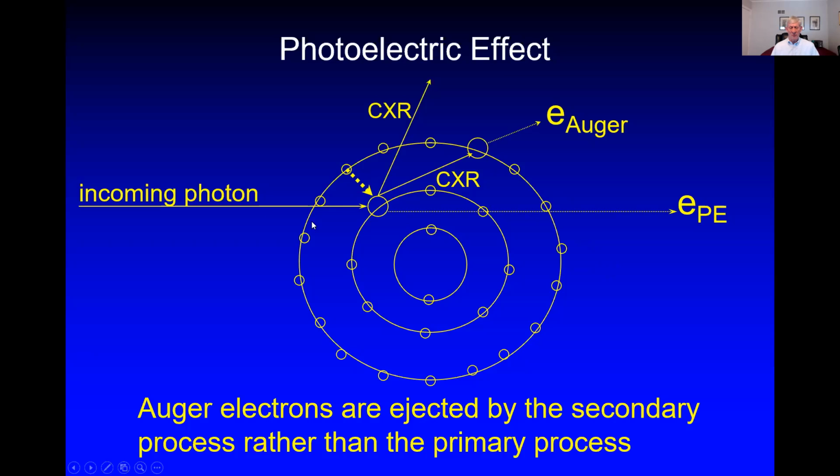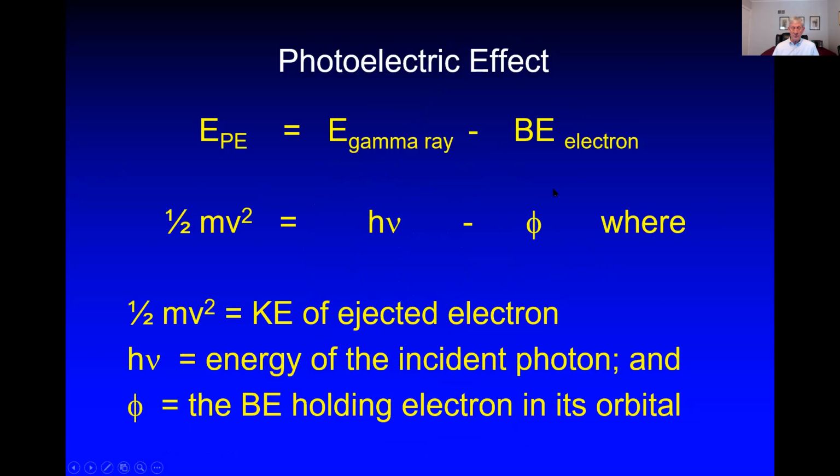Let's take a very quick review. Incoming photon knocks out this electron. This electron drops down to fill the vacancy, characteristic X-rays, and Auger electrons.